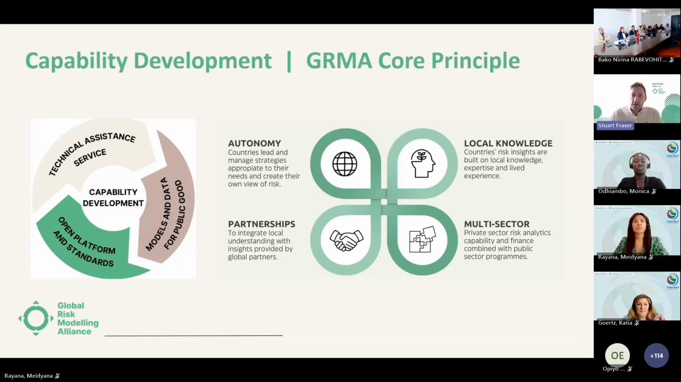But capability development lies at the heart because we want to bring autonomy in understanding and managing risk to countries. We work in partnership in everything we do, from co-defining projects to co-developing the models and data. And we bring a multi-sector, private, public sector focus to this. And we really try to build on local knowledge where it's available and bring local expertise into the projects, into the data, the models, and the management of that risk understanding capability.